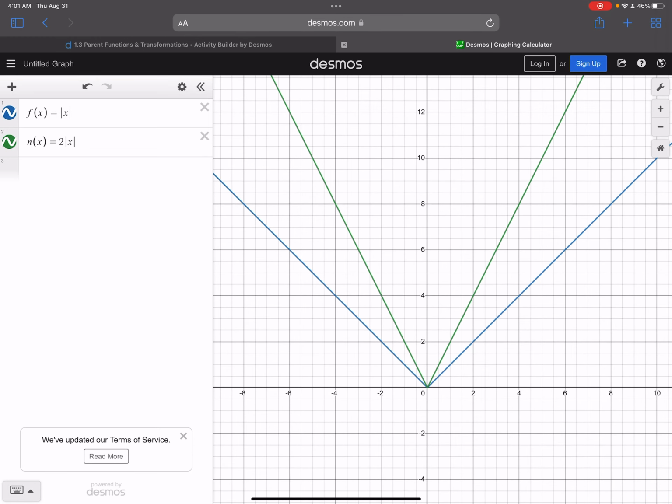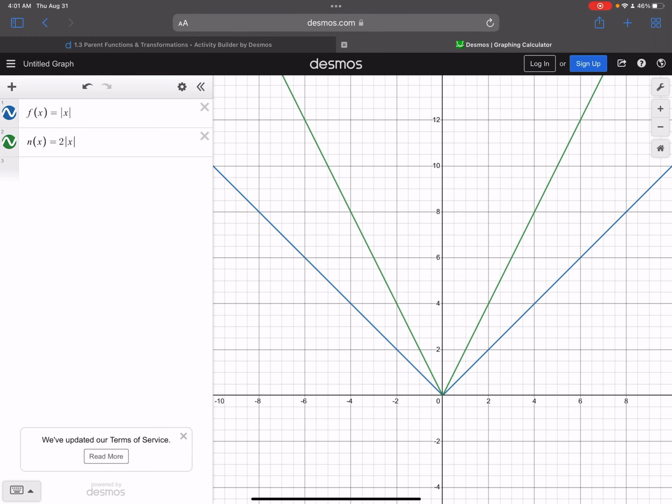So looking from the blue to the green here, what I'm noticing is that it's like it's being pulled up. Somebody is taking the graph and pulling it up. That is a vertical stretch. You're stretching it vertically. And I can see that that works. That factor of 2 is greater than 1. So that's exactly what we said. Because that factor of 2 is greater than 1, it's a vertical stretch.